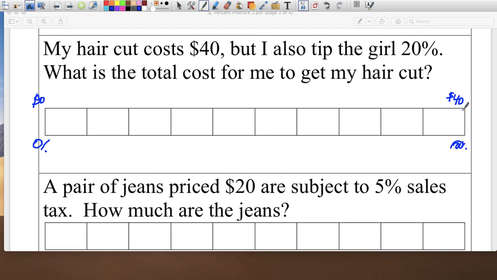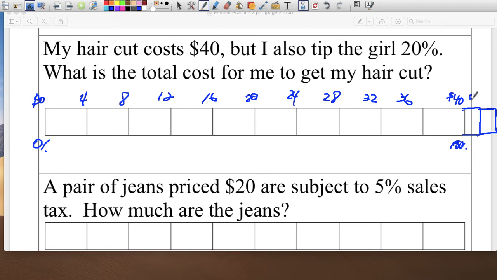A pair of jeans is $20, but I have to pay taxes, and taxes represent 5%. How much are the jeans now? Well, 0%, 100%, and $0. Right now, without taxes, my jeans cost 20 bucks. But I'm going to have to add, right? Remember, tax is something you pay in addition to the price. So I want to add 5%.